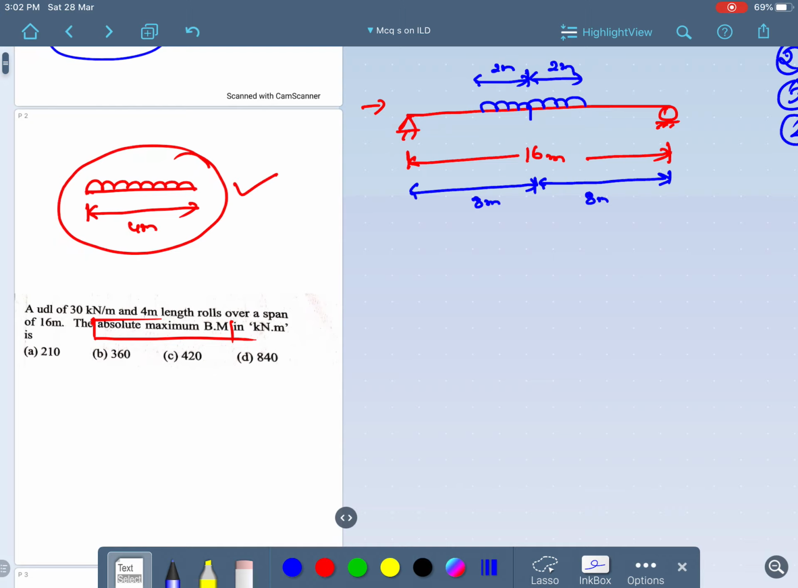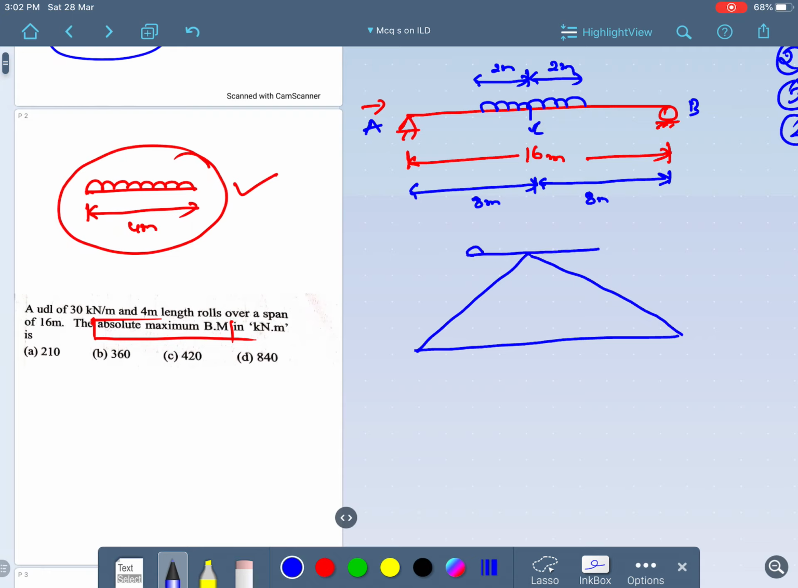Now, how to find the absolute bending moment, the maximum bending moment, is very important. I am drawing an influence line diagram for this. So the influence line diagram of course comes like this. Let me take this as a point A, B, and this point as C. At this point C it will be a maximum bending moment, and here the uniformly distributed load has been placed.